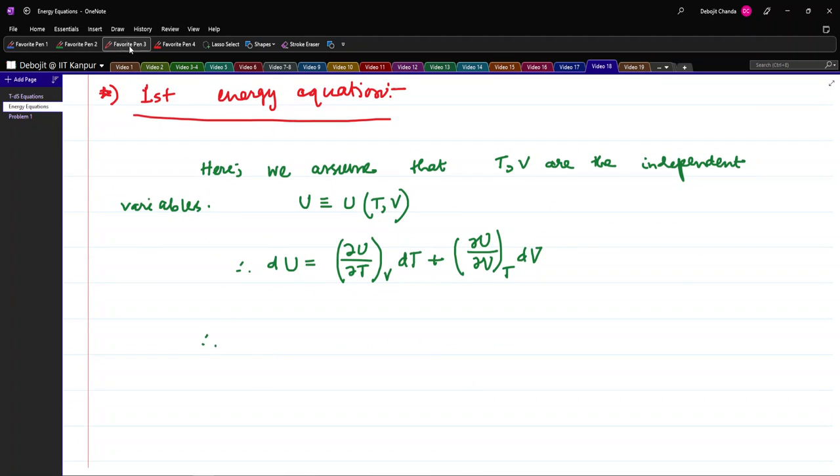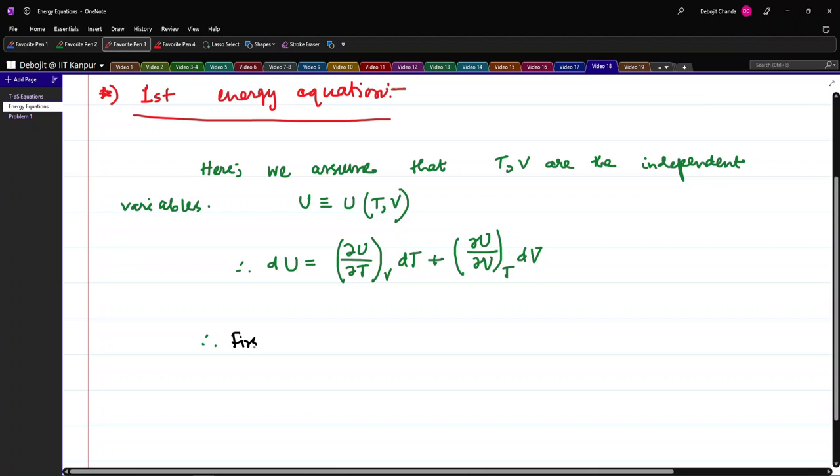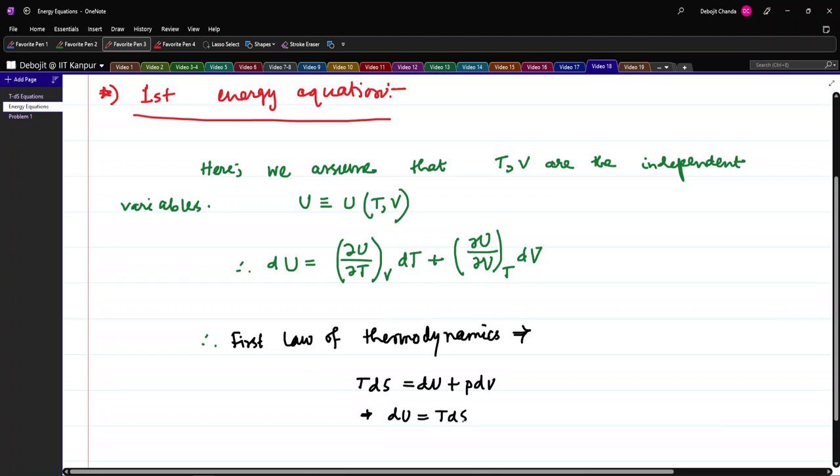And here we can again consult the first law of thermodynamics, which states that TdS equals dU plus PdV, or dU equals TdS minus PdV. So you can simply obtain that (∂U/∂V) at constant temperature is given by minus P.